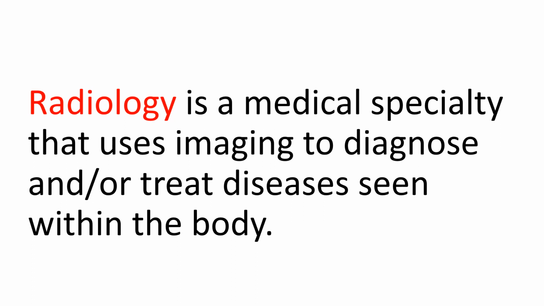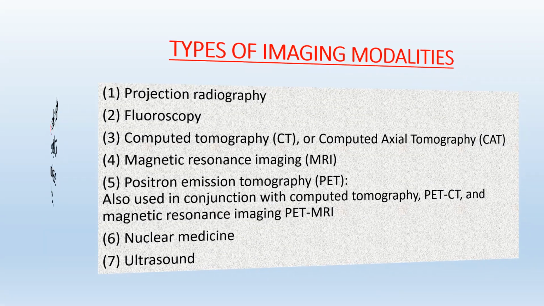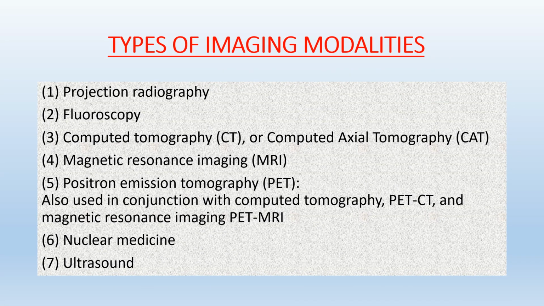Radiology is a medical specialty that uses imaging to diagnose and/or treat diseases seen within the body. What are the types of imaging modalities? They include projection radiography, fluoroscopy, computed tomography (CT), or computed axial tomography (CAT), magnetic resonance imaging (MRI), positron emission tomography (PET), nuclear medicine, and ultrasound. These are imaging modalities used in radiology.